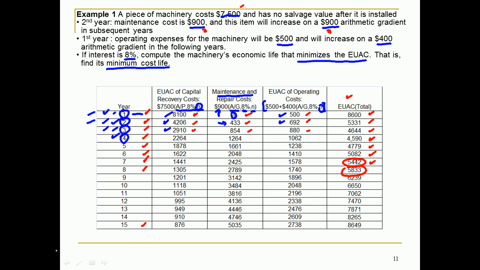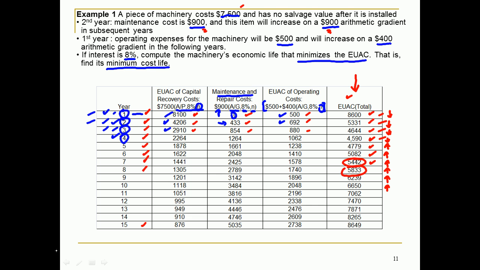Okay, so now in order to find the minimum cost life, you need to identify from this last column which one provides you with the minimum. If you find the minimum from this column, the equivalent uniform annual cost total, that will provide you with the minimum cost life. So if you search, this one decreases, decreases, decreases, then you'll see that this increases, decreases, decreases, decreases, decreases, and that when you get to year 5, you'll see that those amounts start to increase.